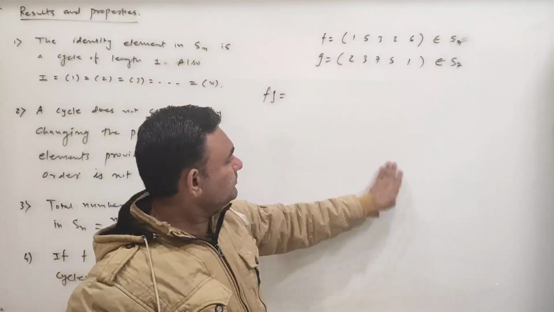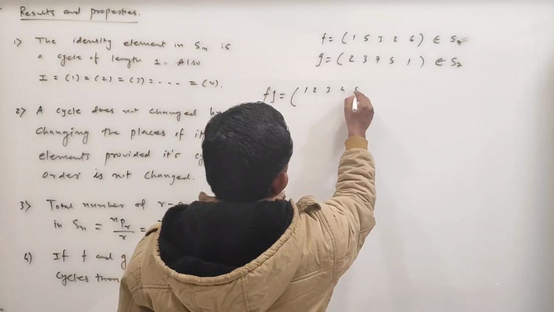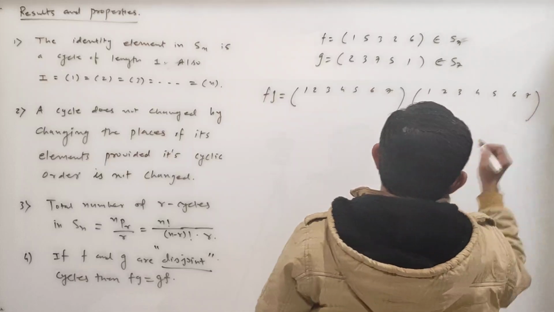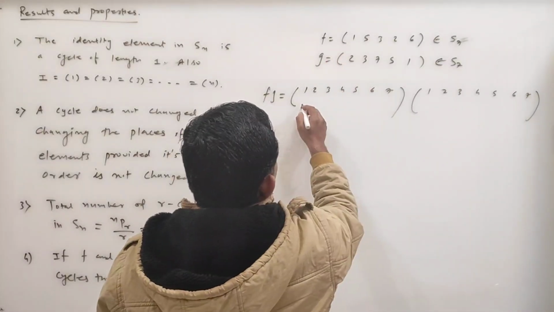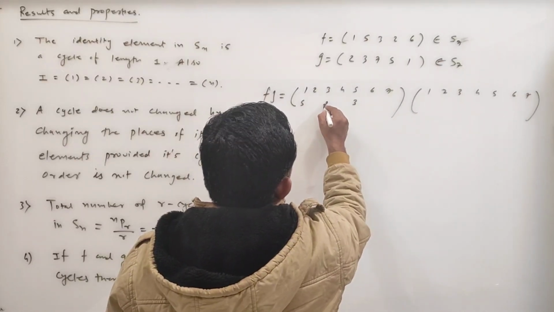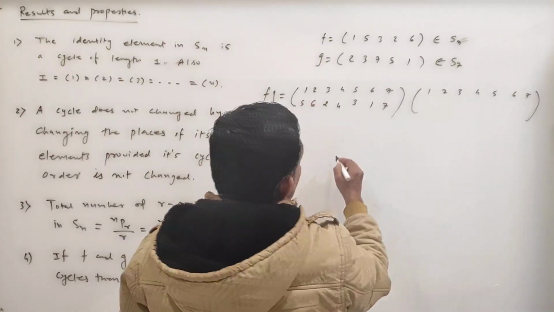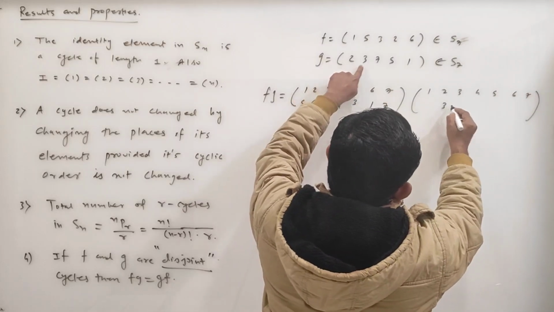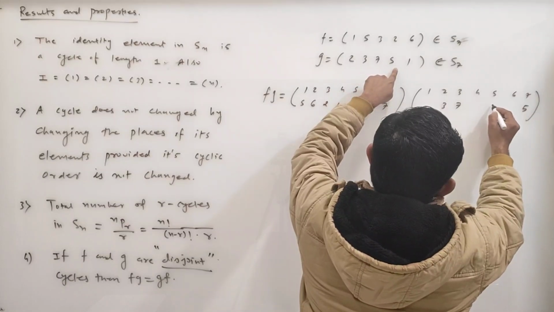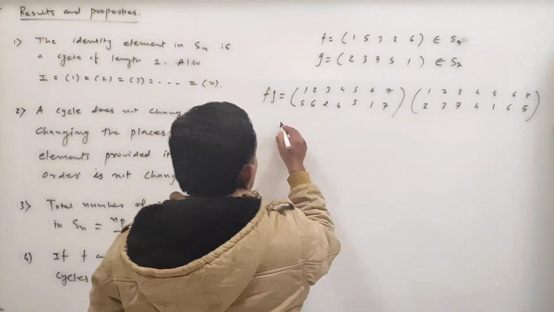Now I want to find f into g. So one way is this one. Let us consider in that way first. 1 2 3 4 5 6 and 7. From here f is what? 1 goes to 5, 5 goes to 3, 3 goes to 2, 2 goes to 6 and 6 goes to 1. 4 and 7 are invariant. And g: 2 goes to 3, 3 goes to 7, 7 goes to 5, 5 goes to 1 and 1 goes to 2. 4 and 6 are invariant.